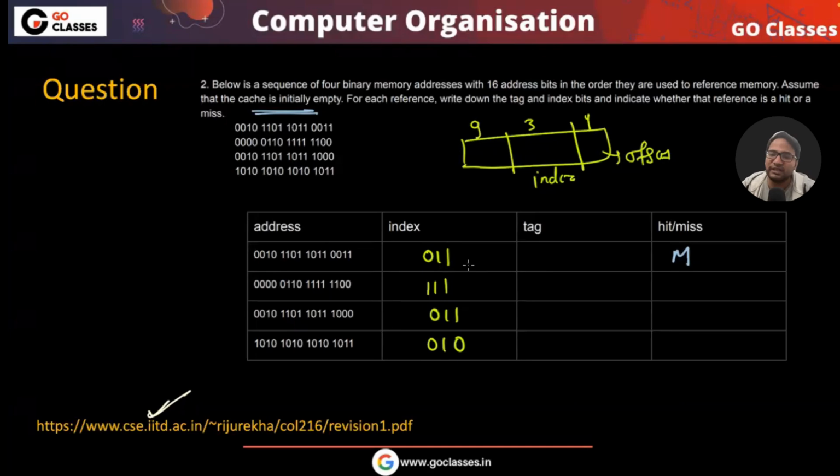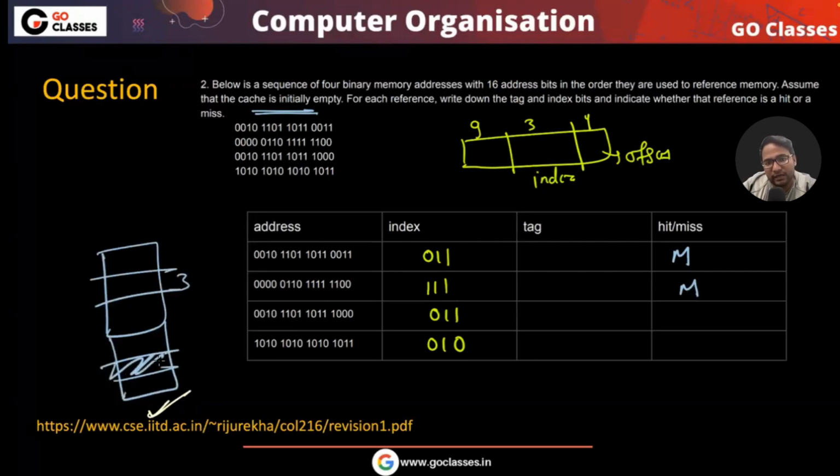See, line number 3 has got something, but this is line number 7. You are looking at line number 7. Line number 7 has not got anything, right? So that's why it is also a miss. Now line number 3 and somewhere line number 7 has some data, right? And how do we know that data? Using the tag we know.